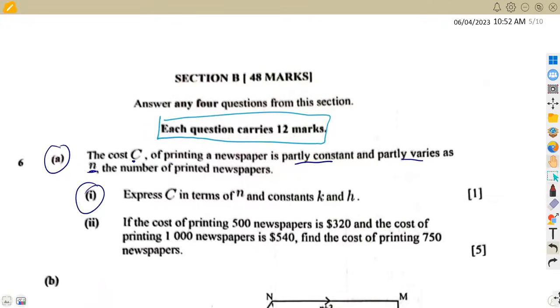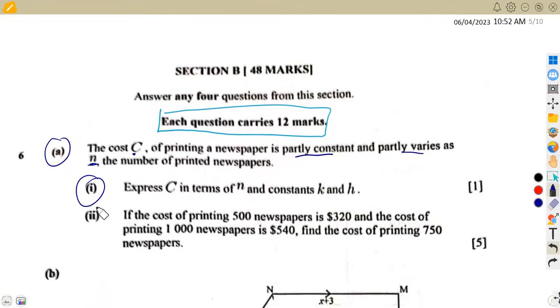Then the other part, now they are saying from this information, if the cost of 500 newspapers is $320, the cost of 1,000 newspapers is 540. Find the cost of printing 750 newspapers. So what you're going to do is to find H and K from the first information that you are given. Then you can determine the cost for these 750 newspapers later on.